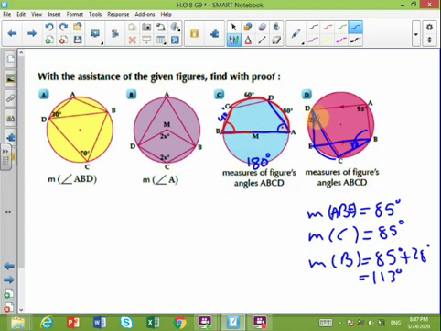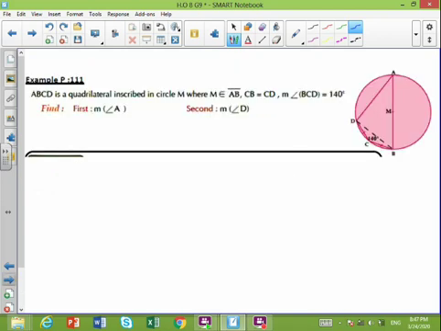Measure angle D that he wants in the quadrilateral ABCD equals 180 minus 113. So measure of angle D equals 67. 180 minus 113. Okay, this is an example.